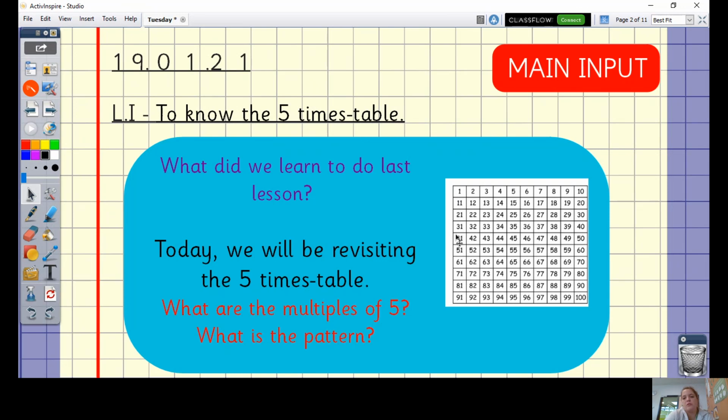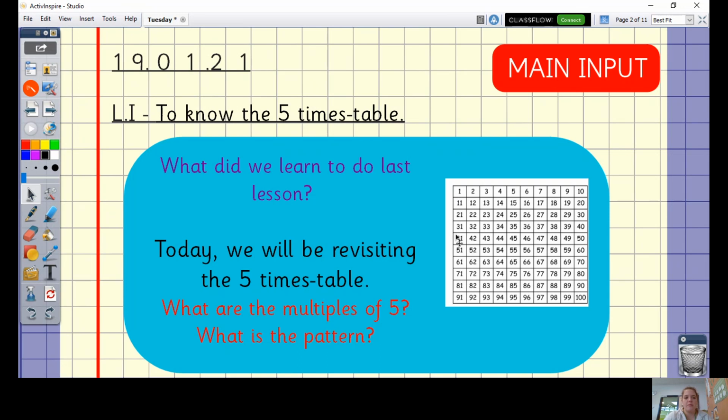What are the multiples of 5? So what are the numbers we say when we're counting up in 5s? Pause the video here and just have a little think. And also, can you notice a pattern with those multiples? Maybe what do the numbers end in? Okay, have a little go at doing that now.